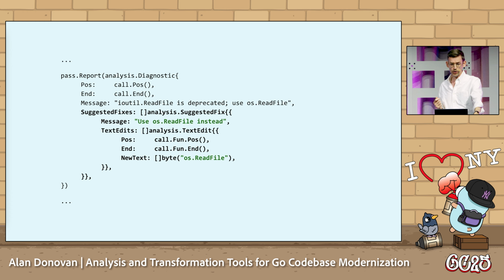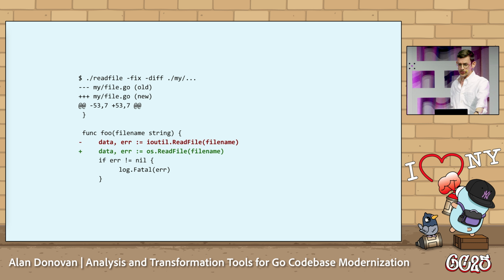Each diagnostic has the option to suggest one or more fixes, and a fix is basically a set of little textual patches to the code. This slide shows code to suggest a fix that rewrites the ioutil.ReadFile part of the function call by os.ReadFile. And this is just a toy example. A production-grade fix should also tweak the import declaration to ensure that we import the os package.